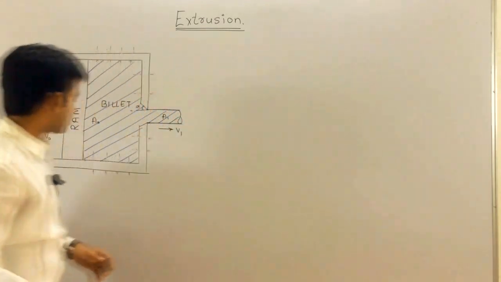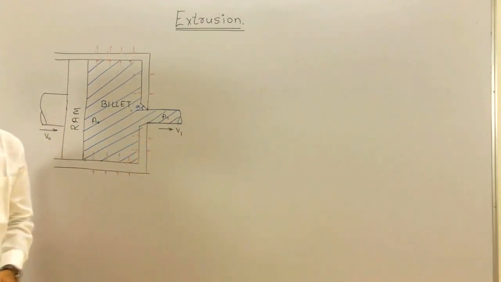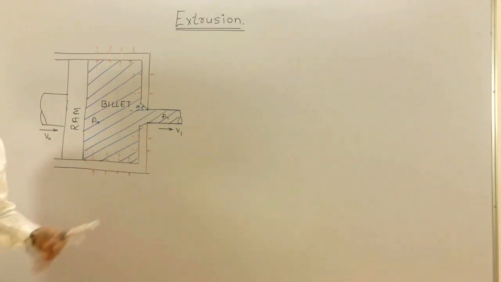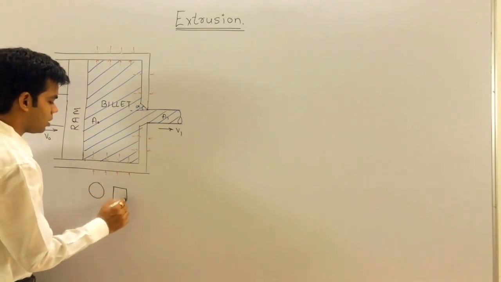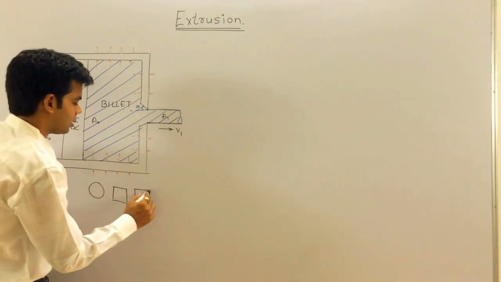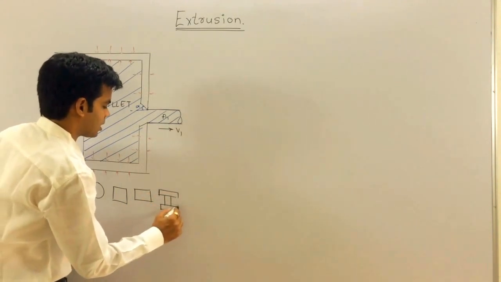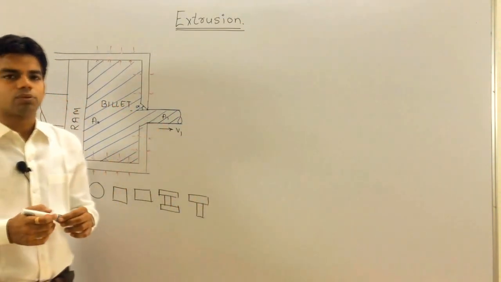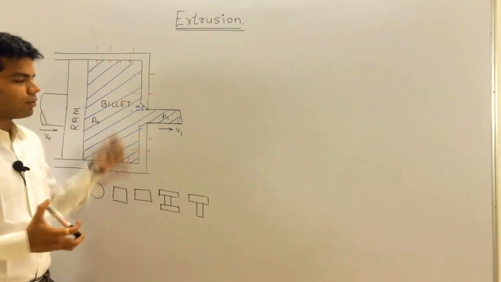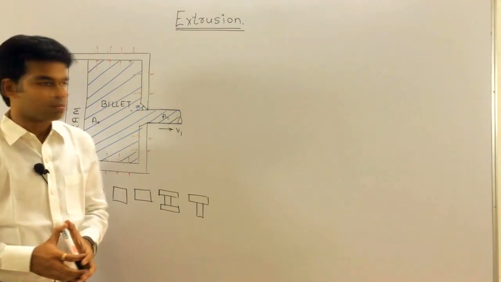Getting this or not? Okay, so we have this container, a ram, a billet. We are applying a force through the ram so that we can get the final shape with the shape of the die. And this die shape can be anything. Whatever be the shape of the die, it can be circular, square, rectangular, an I section, a T section, whatever shape we want. Obviously, we will have a uniform cross section throughout. Whatever shape we want, we can have that die and the material will take that shape. This process is nothing but an extrusion process. Okay.